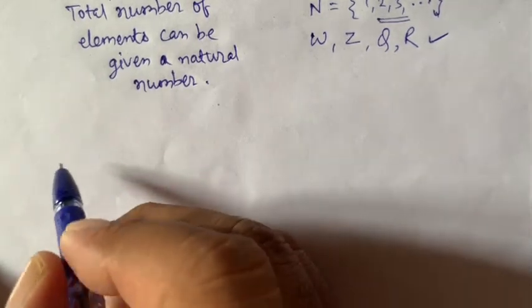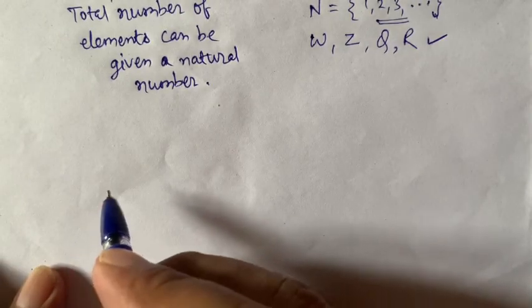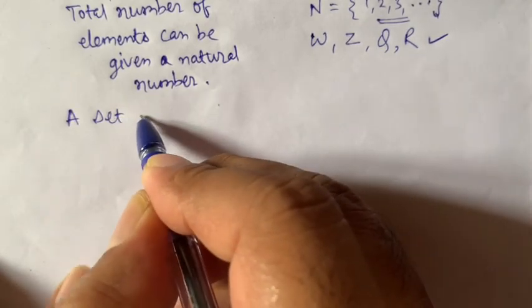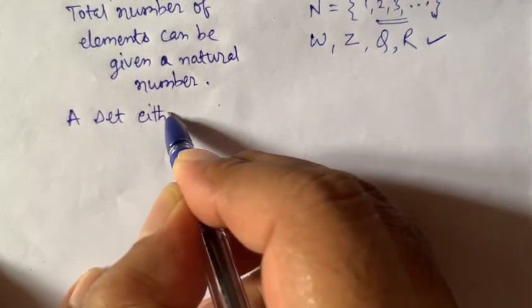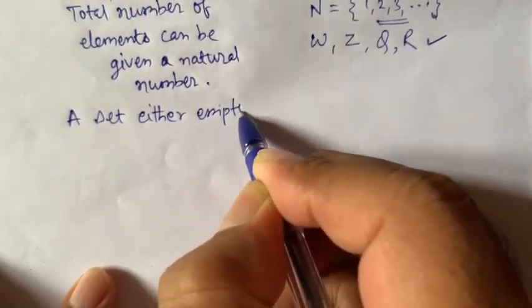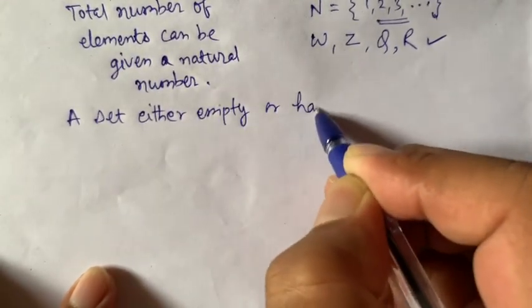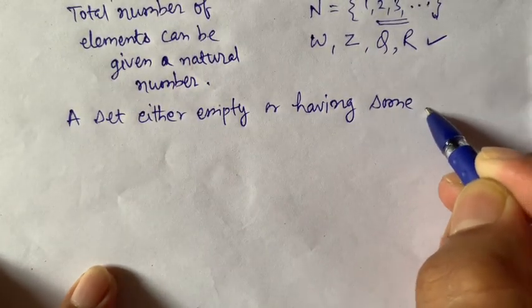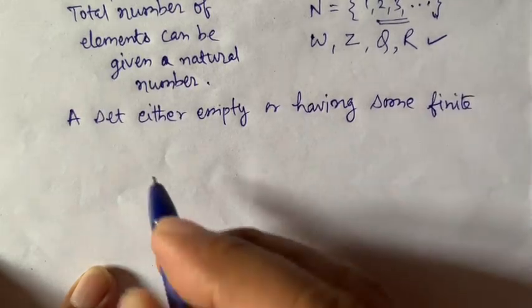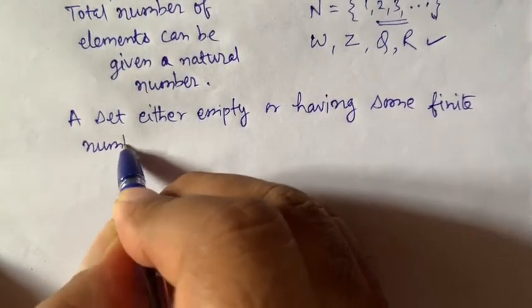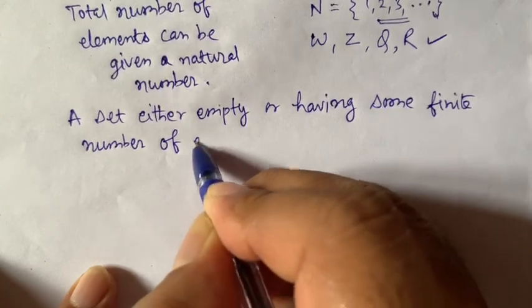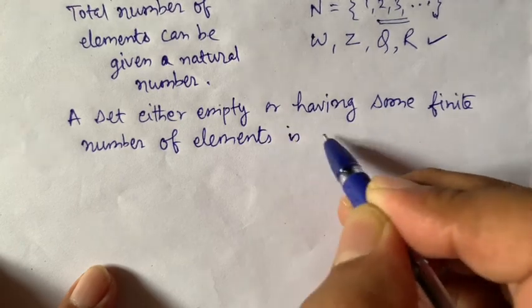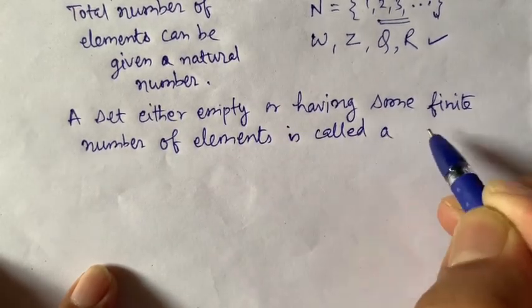So we will formally define the finite set. A set either empty or having some finite number of elements is called a finite set.